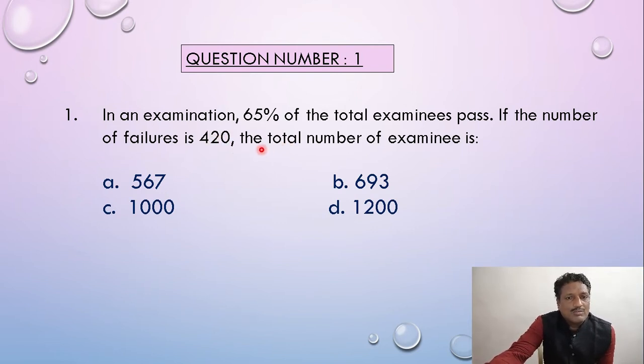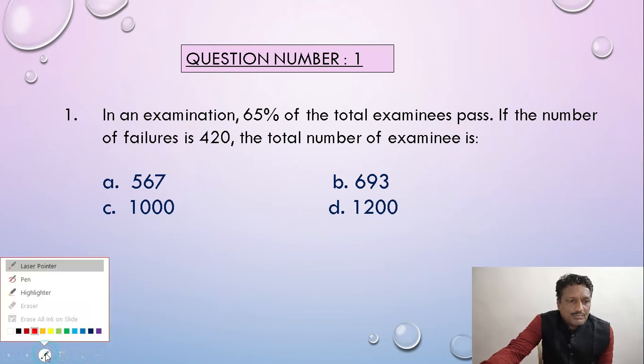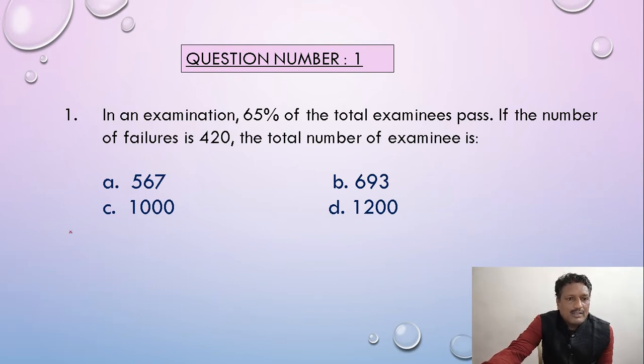Then the question is, find the total number of examinees. That means we have to find the 100% value. Whenever we are asked about the total value, we just have to find 100%. Here, 35% is equal to 420. So we have to find 100%.